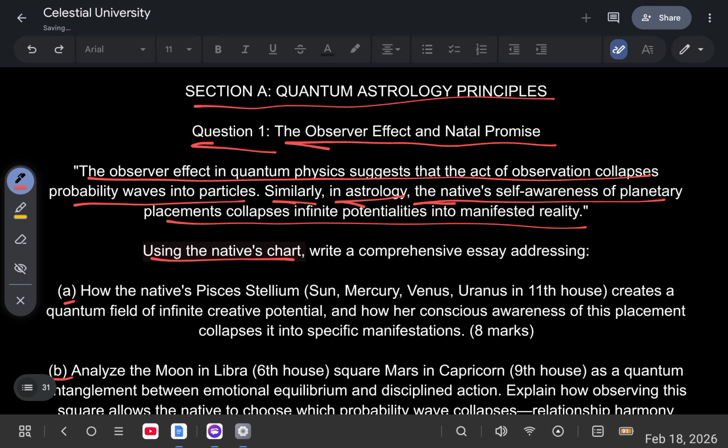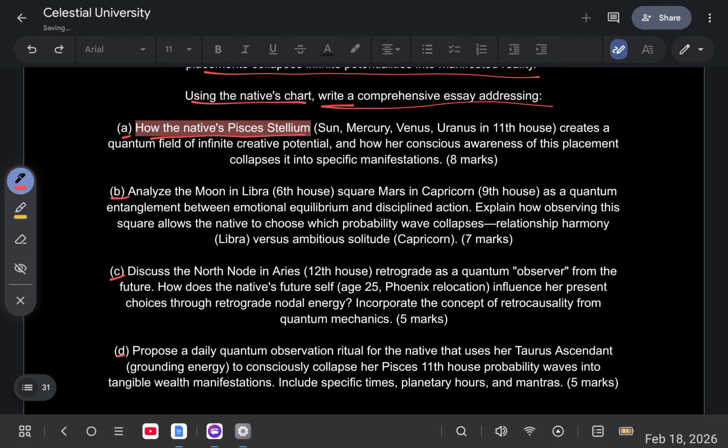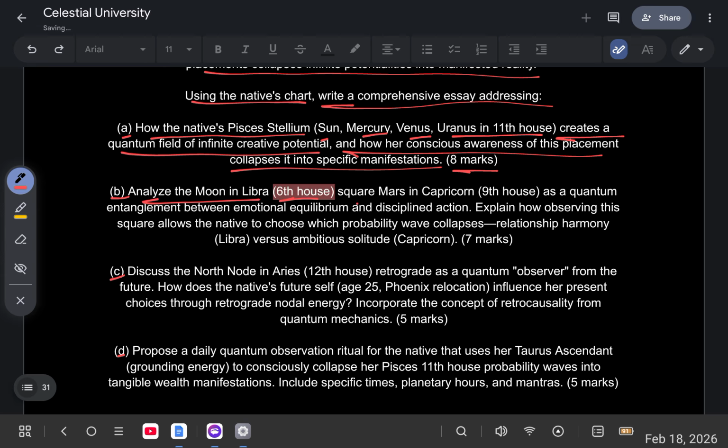Using the native's chart calculations, write a comprehensive essay addressing the following: A. How the native's Pisces stellium, Sun, Mercury, Venus, Uranus in the 11th house creates a quantum field of infinite creative potential, and how our conscious awareness of this placement collapses it into specific manifestations. 8 marks. B. Analyze the Moon in Libra in the 6th house and its square Mars in Capricorn in the 9th house as a quantum entanglement between emotional equilibrium and disciplined action.